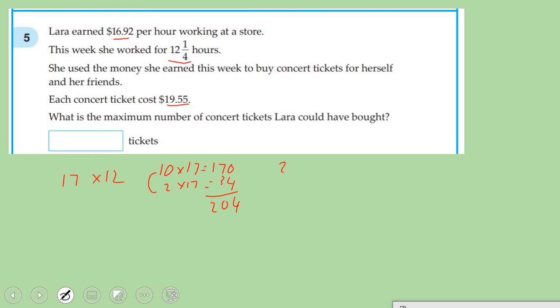So 204, how many lots of 20 fit in that? So 204 divided by 20 will be about 10. So that's my estimate without using a calculator. Now let's actually use the calculator. If I can grab a hold of it.